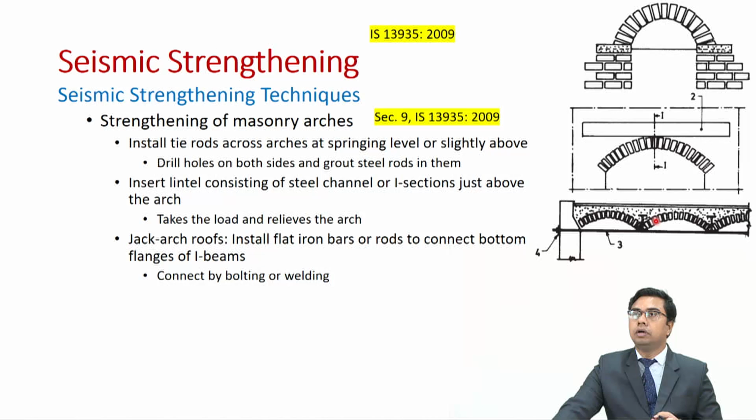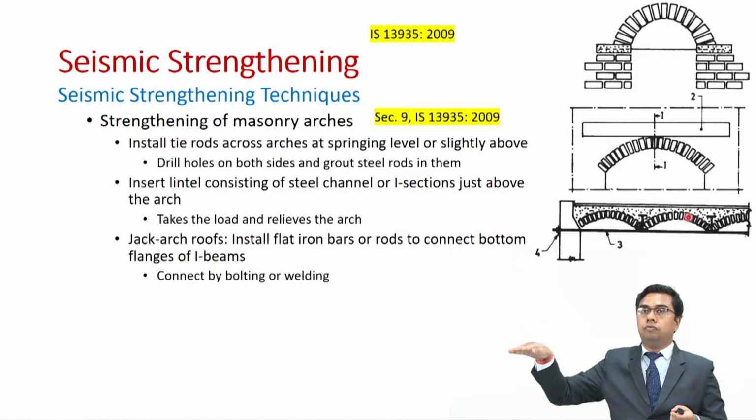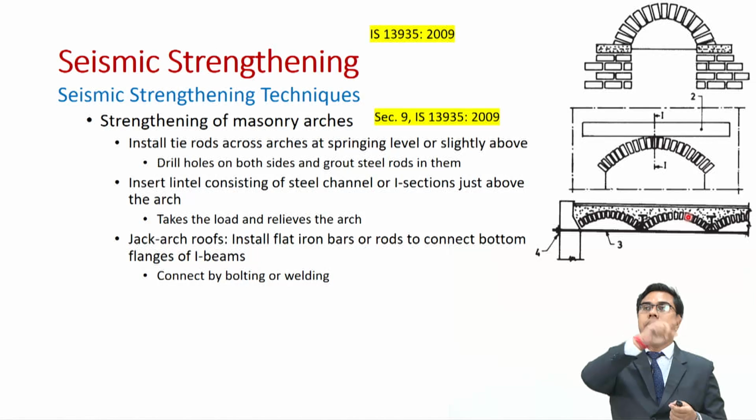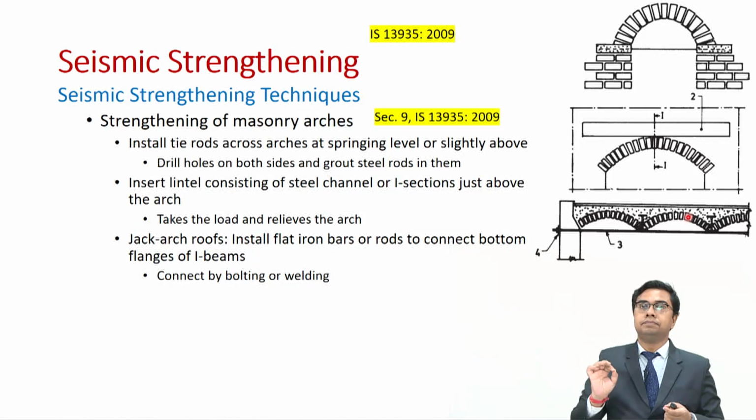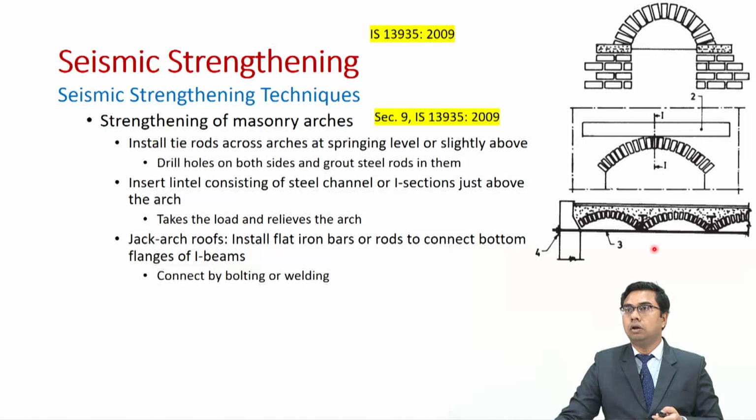What is a jack arch roof? You will have multiple arches in the roof. So, from within the structure you can see on the roof there will be a jack arch roof. In this case we shall install flat iron bars or rods to connect the bottom flanges of the I-beams. As you can see, there is an I-beam going through at these points in the jack arch roof. So, we will connect a rod and we will connect it to these I sections either by bolting or welding.